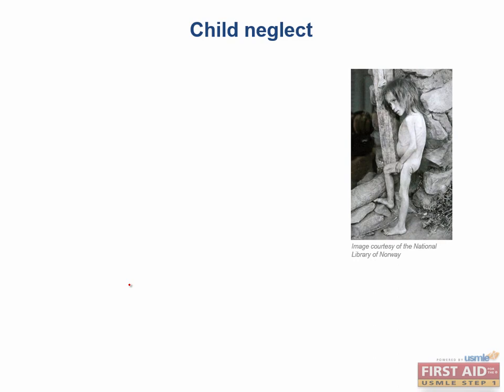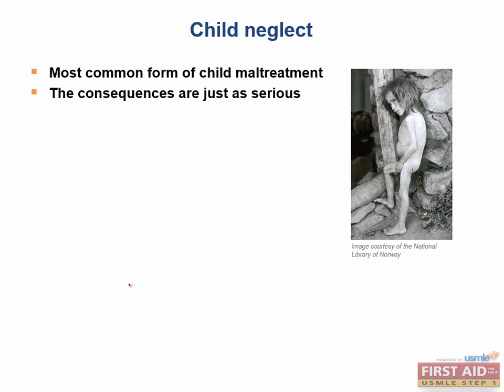I'm just going to touch quickly on child neglect because there's only a few things you really need to know about it for step one. Child neglect is the most common form of child maltreatment, but unfortunately the consequences can be just as serious depending on the extent of the neglect. As we talked about with infant deprivation, even a lack of social attention can cause a young enough child to fail to thrive and become completely unresponsive. Malnutrition and poor hygiene, as you can see in this picture, are common signs of severe neglect.